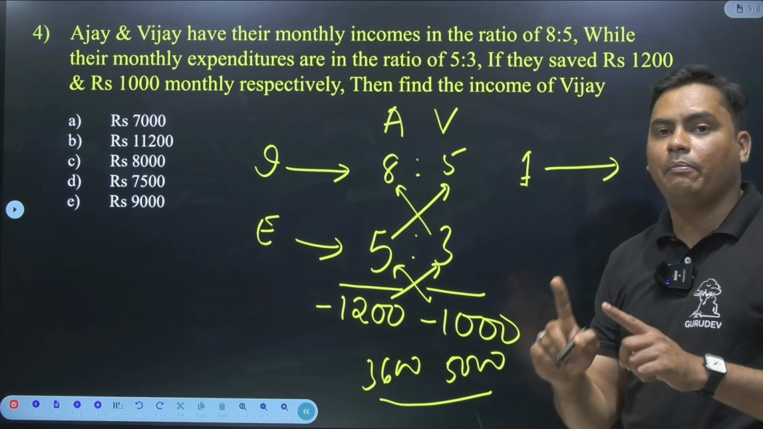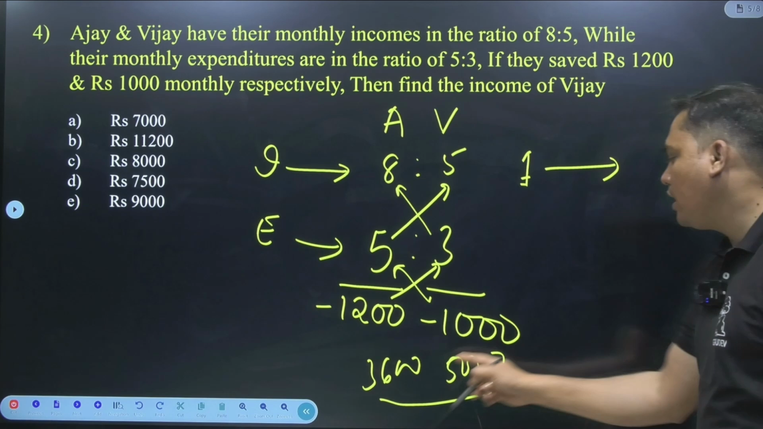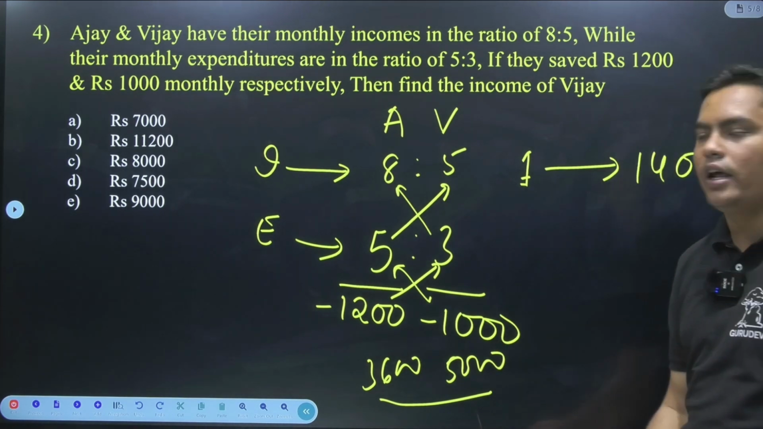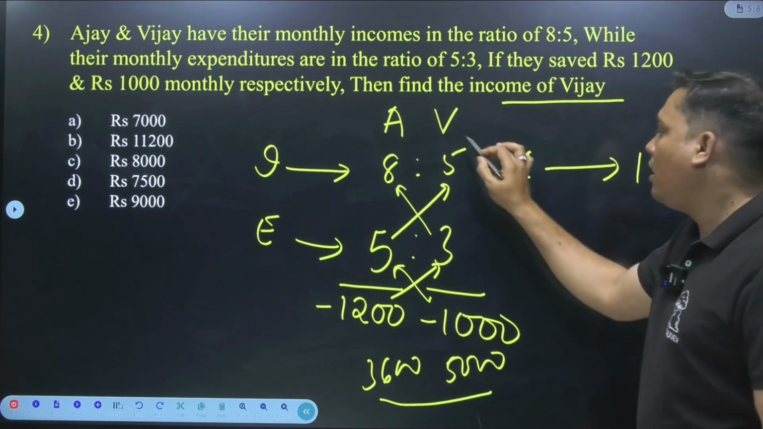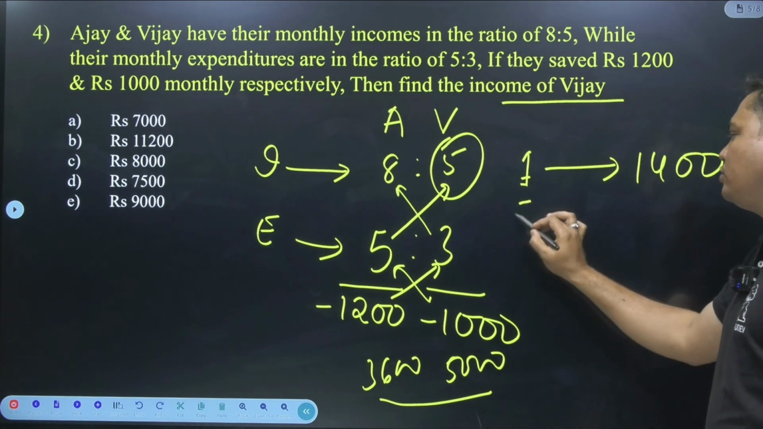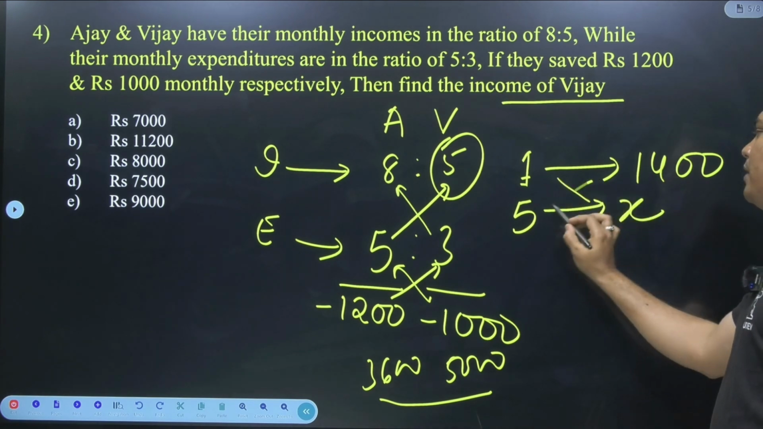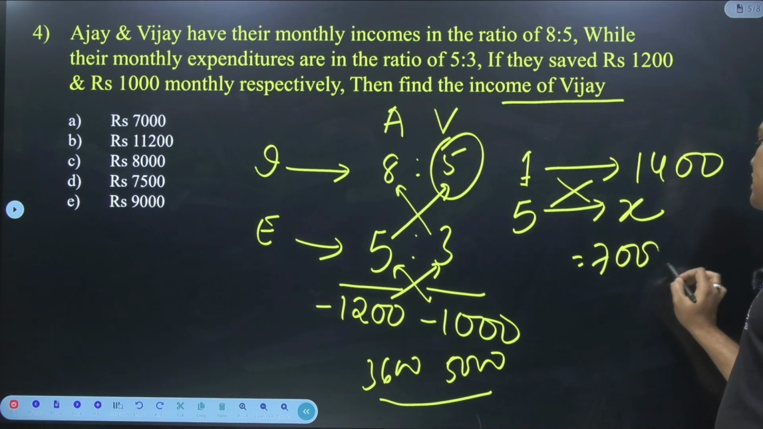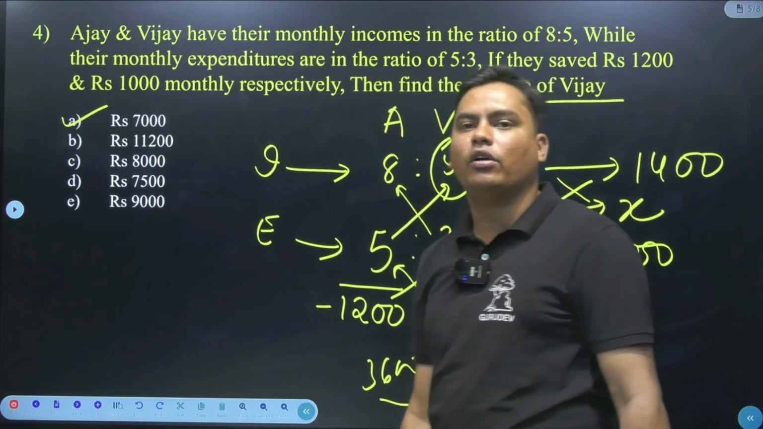Why am I telling a gap here? It is having the same sign. I will be subtracting. The gap will be 1400. So one value is 1400. He is asking what was the income of Vijay. Income of Vijay will be 5 here. Yes, one value is 1400. 5 value will be equals to x here. If I cross multiply 1400 into 5, the answer will be how much here? 7000. The answer will be option number A here. I think everyone got the concept here.